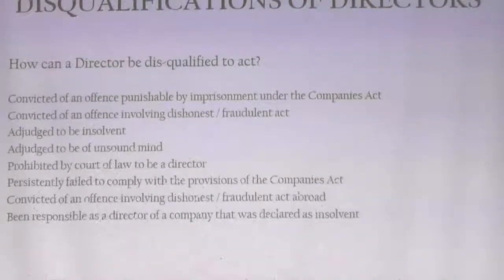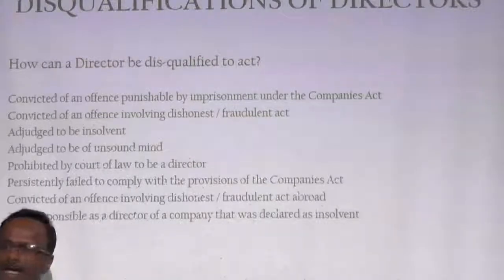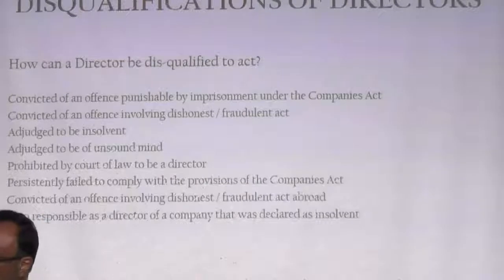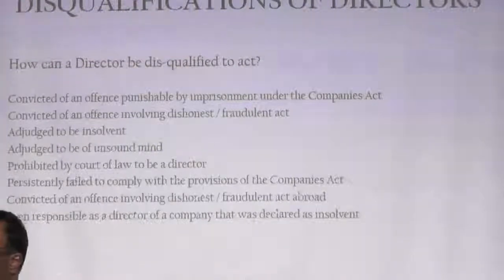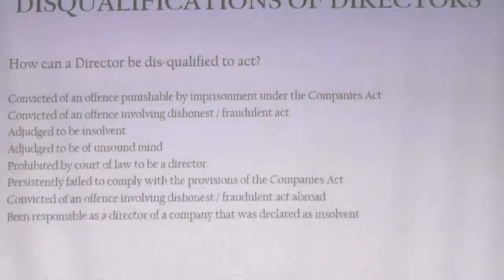The first thing is when a particular director is convicted of an offence punishable by imprisonment under the Companies Act, which means that the director has violated certain sections of the Companies Act that impose penal sanction or imprisonment for such a violation. If such a director is convicted of an offence punishable by imprisonment under the Companies Act, that director, he or she, can no longer remain on the board and can no longer continue to be a director.